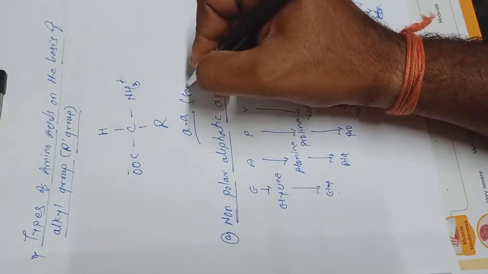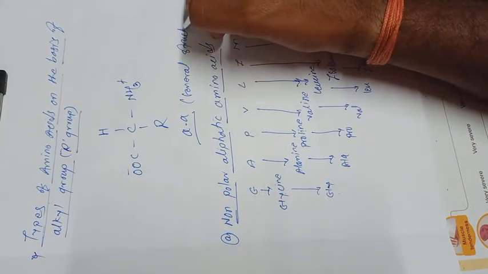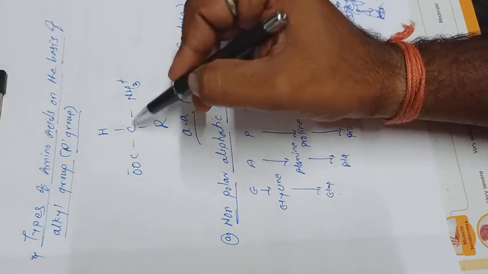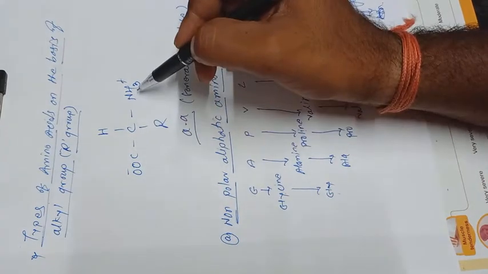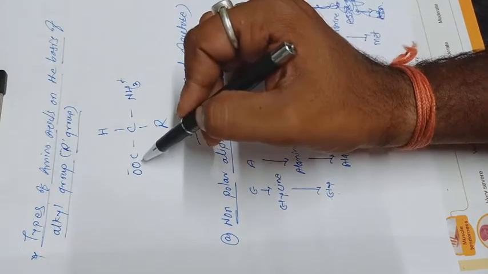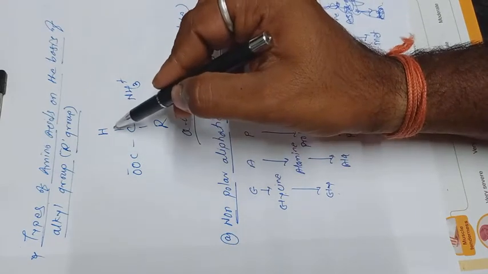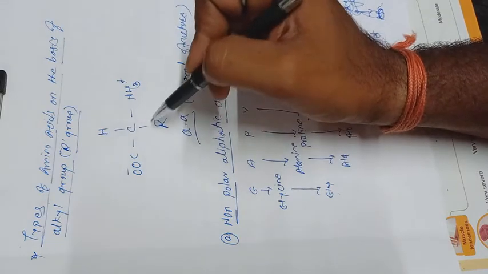So this is the basic or general structure of amino acid. It is the alpha carbon. The alpha carbon has, at one end, the amino group, NH3. At the other end, the carboxylic acid, COO minus. At another, one hydrogen atom, and at the last, the alkyl group.